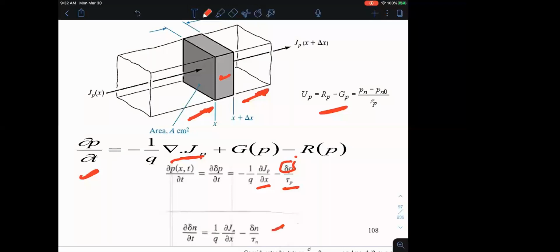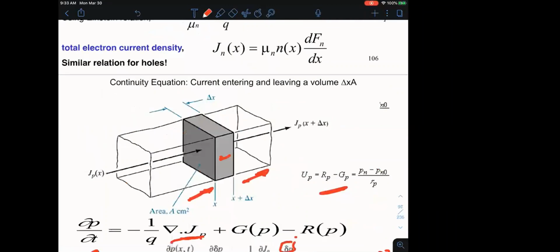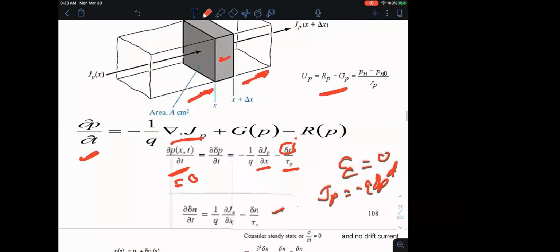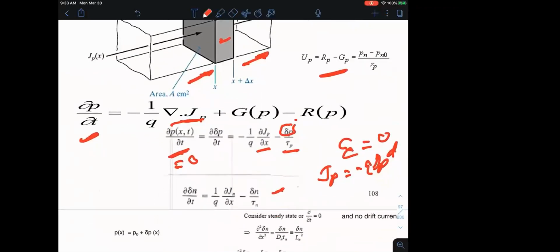For holes, you have a similar expression for the electrons. Then all this for steady state. Now, if I have steady state, obviously this term would be equal to 0. And we had looked at the case where electric field was 0, meaning that the only current for holes would be this diffusion current, minus q Dp dP dx.